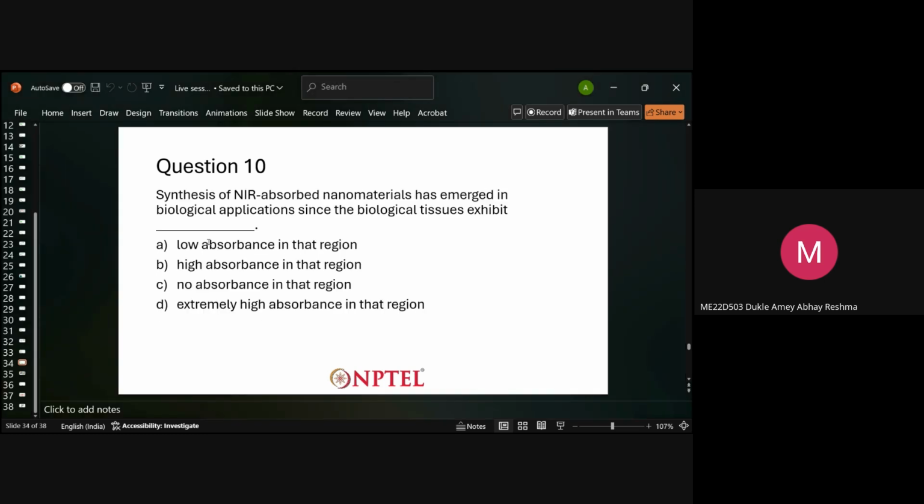So we'll move to the next question. The synthesis of near infrared absorbing nanomaterial has emerged in biological applications since the biological tissues exhibit: low absorbance in that region, high absorbance in that region, no absorbance in that region, or extremely high absorbance in that region.